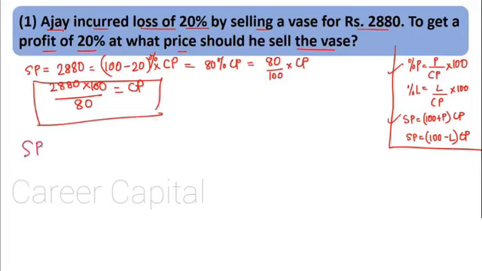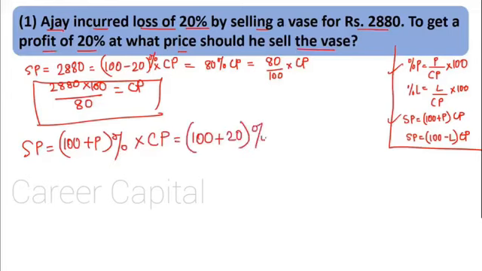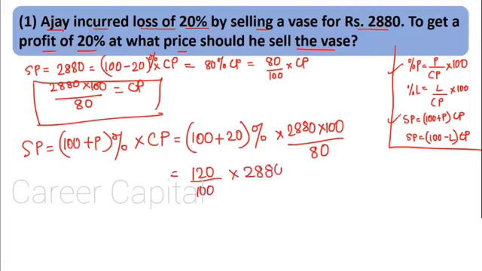Now we saw what the selling price should be in case of profit. Selling price should be 100 plus the profit percentage, multiplied by the cost price, that is 100 plus 20%. And what is the cost price? It is 2880 multiplied by 100 divided by 80. That would be 120, percentage sign converted. What we will get? Percentage means division by 100 into 2880 into 100 divided by 80. This gets cancelled. This gets cancelled over here. Okay. So what we will have?